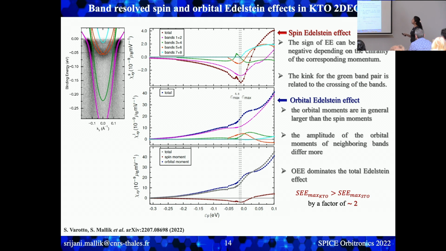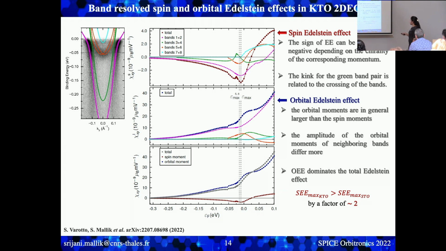Another thing is that for the orange band pair, although they are largely Rashba split, finally they did not give the highest spin or orbital Edelstein effect. Finally, it's coming from the pink band pair, this one, because the orange one has mixed orbital characteristics. We also saw from the spin texture that the length of the spin textures was really small. So we expected that they are compensating each other, the dxz and dyz, because they are opposite in sign. So finally, we are not gaining from the very highly Rashba split bands.